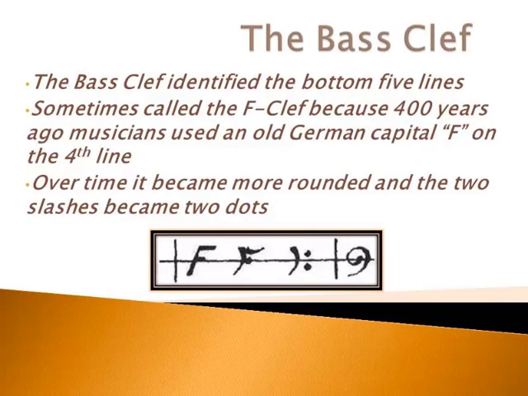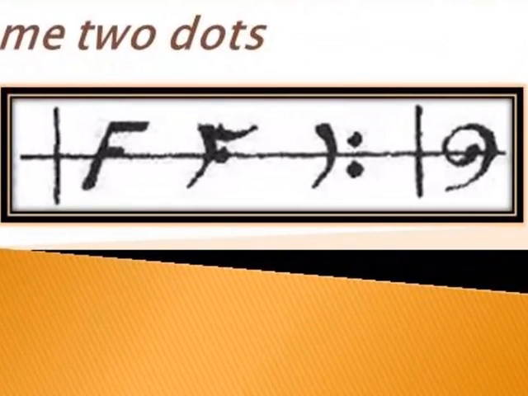Here we have the bass clef. The bass clef is the bottom 5 lines of the grand staff, and it was often called the F clef because many, many years ago, what musicians used to do is write an old German capital F on the 4th line. Again, that 4th line is the F line, so that becomes one of our landmarks for naming notes. You can see on this slide how the F clef or the bass clef changed over the years to become more rounded, and where we had 2 slashes many years ago, it became 2 dots. And those 2 dots are on the top and the bottom of the F line. So that makes it really easy to know where F is in the bass clef, which makes it one of our landmarks.